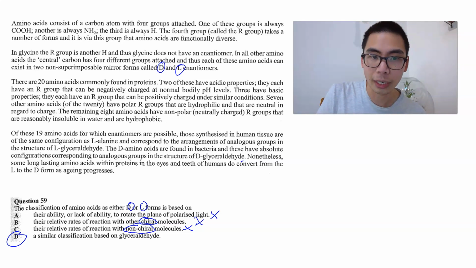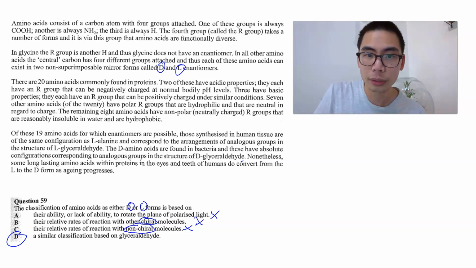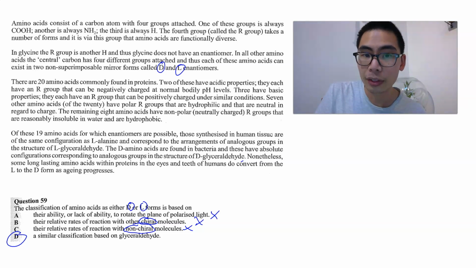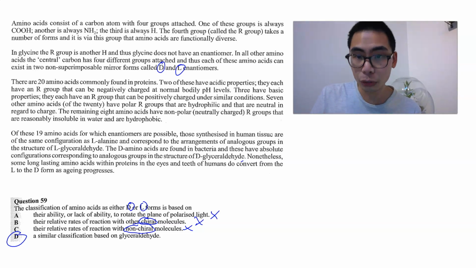Because if you think about it, if we read the question and we were to finish it off with option D, all right? The classification of amino acids as either D or L forms is based on a similar classification based on glyceraldehyde. That is true, okay? We don't actually need to know how to classify amino acids as D and L, but it is probably true that the way that you classify amino acids as D and L would be the same as glyceraldehyde, since you can see that you can classify glyceraldehyde as D or L.